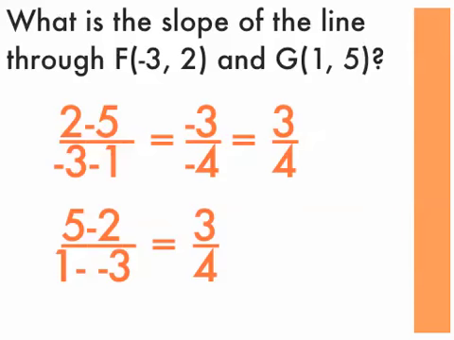Now, if you flipped the order any other way than these two, then you would not end up with the correct slope because you didn't keep your ordered pairs in order.